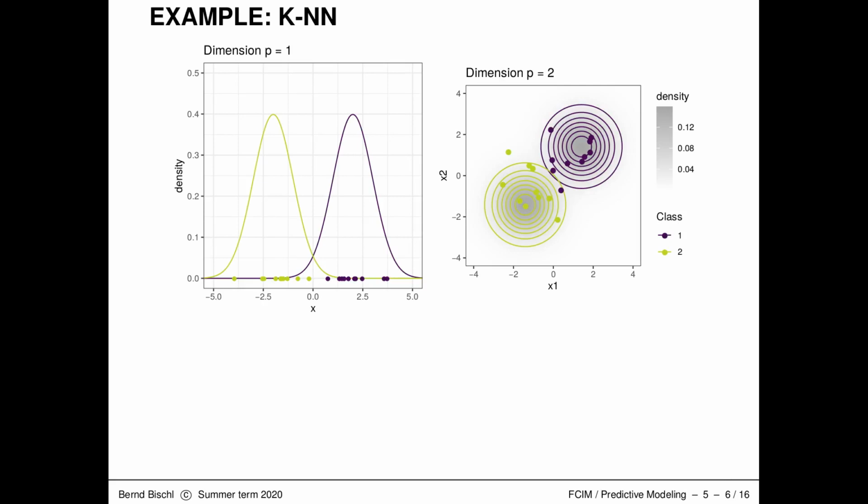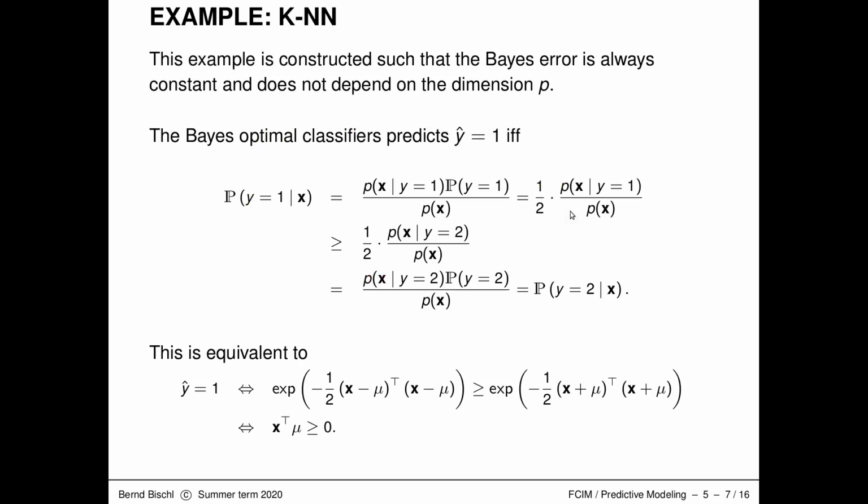So I'm comparing fair situations among each other. In 1D, it would look like this. So we would have here our minus a and our plus a. And for 2D, it looks like this. And I will now prove through the next slides that the Bayes error is actually constant and independent of p.